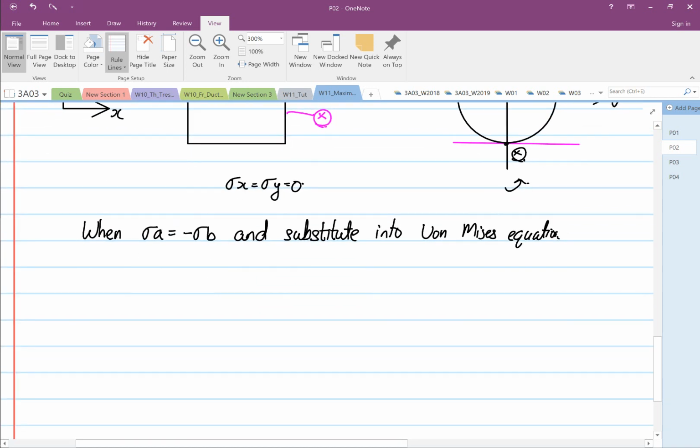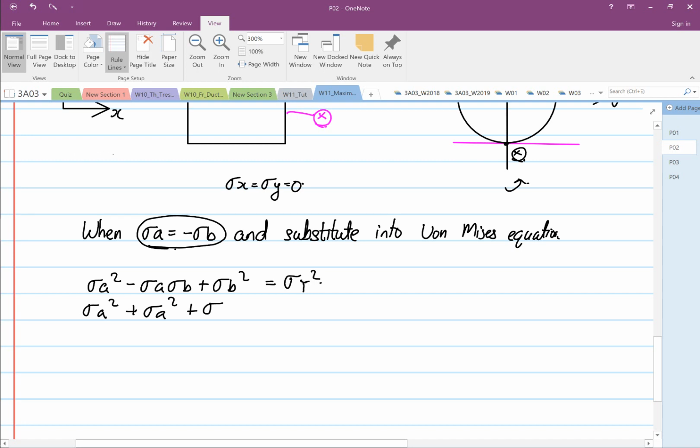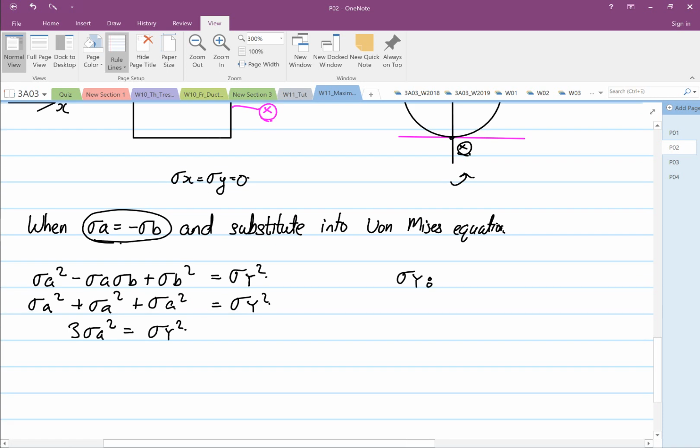So what we have is stress A squared minus stress A stress B plus stress B squared, and we include the yield criteria, stress Y squared. When we substitute stress B equal to minus stress A, you have stress A squared plus stress A squared plus stress A squared, equal to stress U squared. So what you have is 3 stress A squared is equal to stress Y squared. If you forget, stress capital Y is the U stress, and stress A and B are the principal stresses.